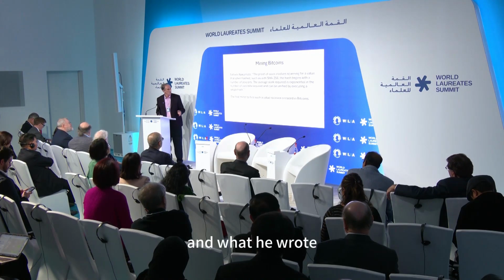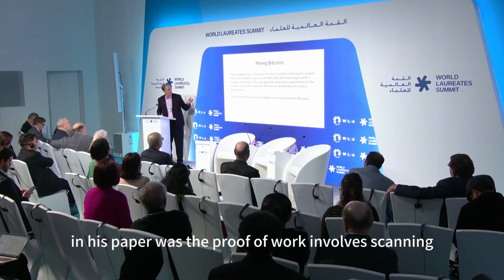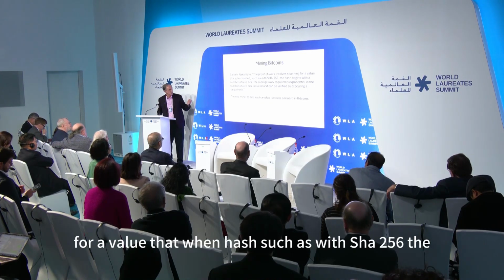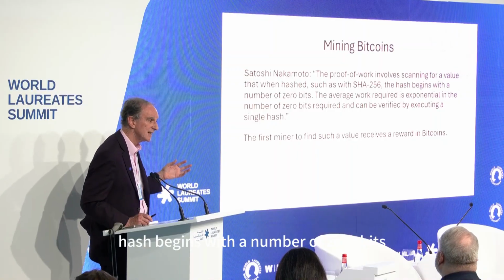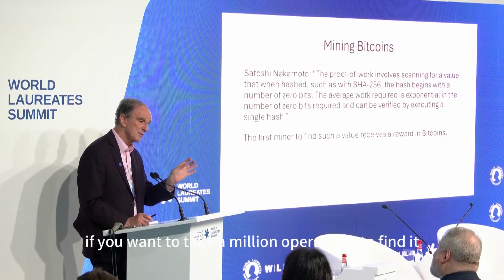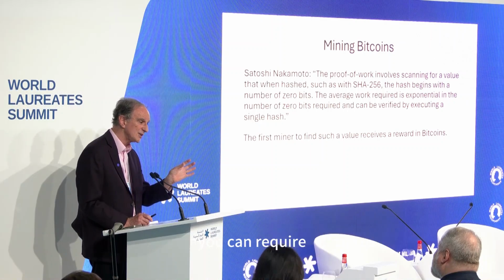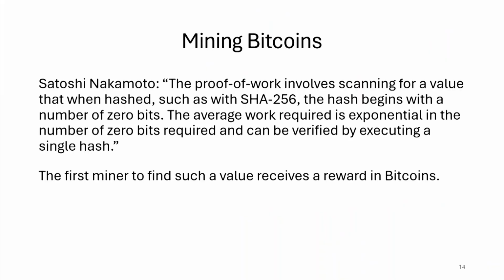What he wrote in his paper was, "The proof of work involves scanning for a value that when hashed, such as with SHA-256, the hash begins with a number of 0 bits." And so you can vary the number of bits. If you want to take 1 million operations to find it, you can require 20 0 bits. If you want 1 chance in 1 billion, if you feel that's necessary, you can make 30 0 bits, etc. And the first miner to find such a value receives a reward in Bitcoin. And that's what motivates people.